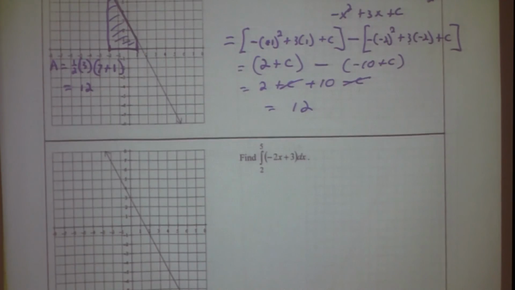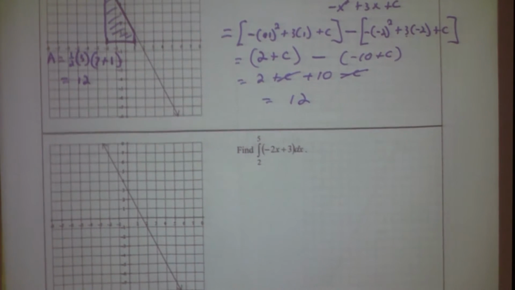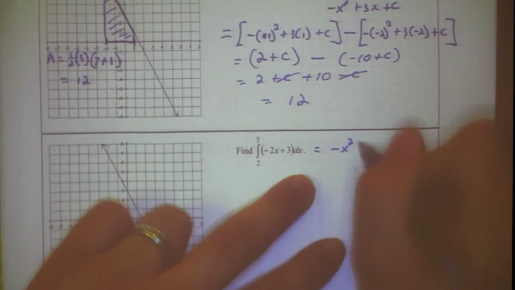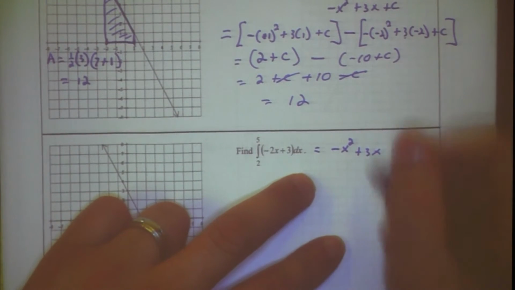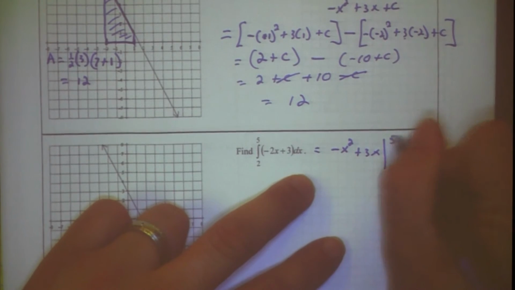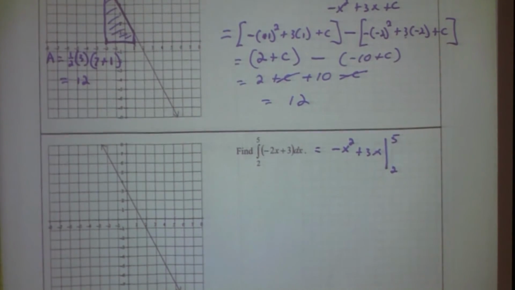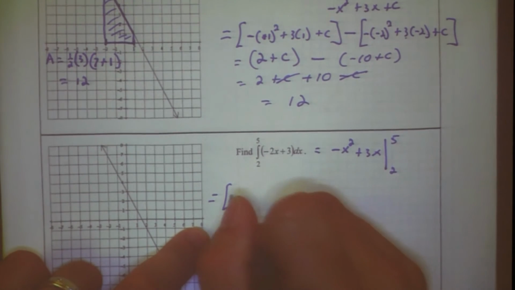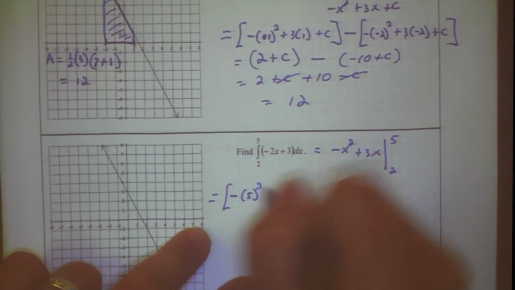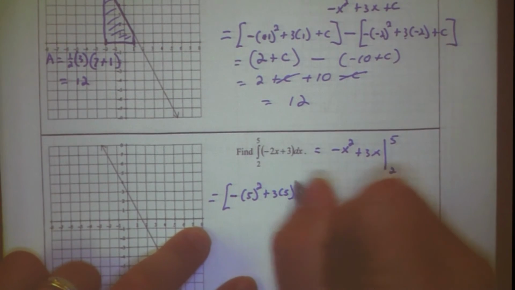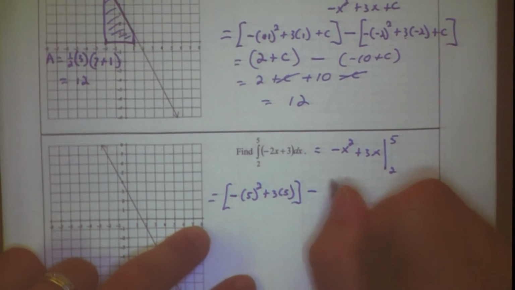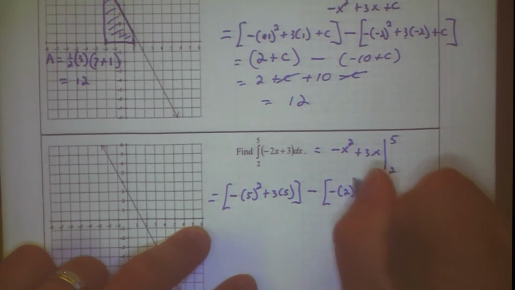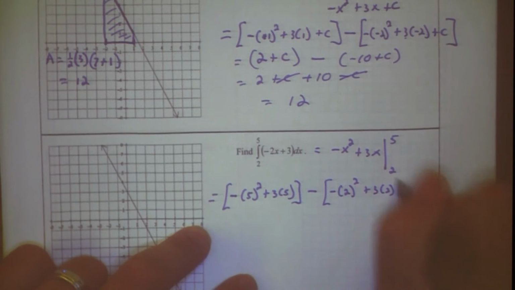Look at the next one. Same thing, all they did was change the interval, right? From 2 to 5. So we already know the antiderivative is negative x squared plus 3x. But now we're evaluating it from 2 to 5. So let's practice. Which one do I plug in first? Top one, 5. So negative parentheses 5 squared plus 3 times 5. Figure out what that is. Minus, plug in the bottom one. Negative parentheses 2 squared plus 3 times 2.